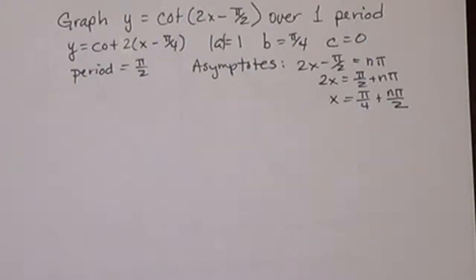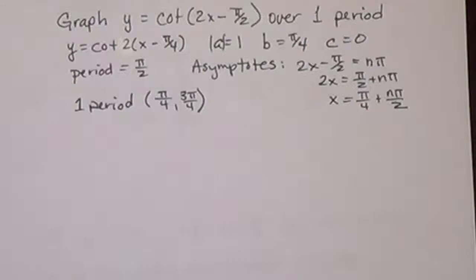Since we want to graph one period of this, we're going to start at pi over 4 and go a period of pi over 2. So one period is going to be pi over 4 to 3 pi over 4. Notice, like our cotangent, we are not including these endpoints because those are going to be asymptotes of our function. So now we just want to go ahead and use this information to get the graph.